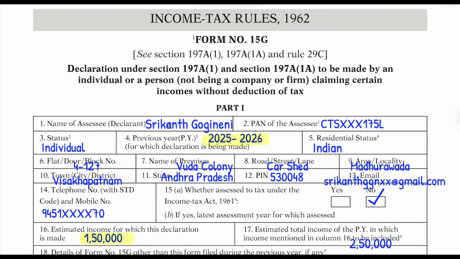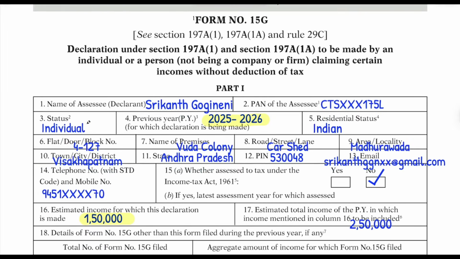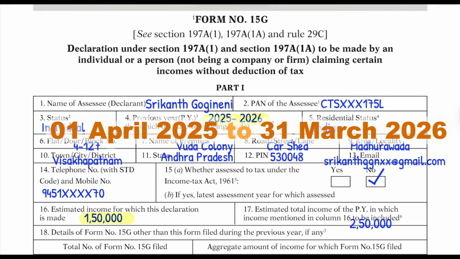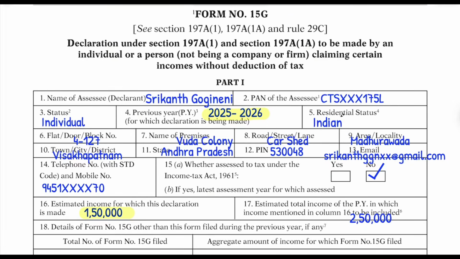In field number 1, write your name. It should match your EPF account name. In field number 2, write your PAN number. In field number 3, write status as individual. In field number 4, write previous year. Previous year means financial year. Right now we are in the financial year of 2025 to 2026. It starts from 1 April 2025 and it will end on 31 March 2026. So in between, if you are withdrawing your EPF amount, then you can mention the previous year like in this video. In field number 5, write residential status as Indian.